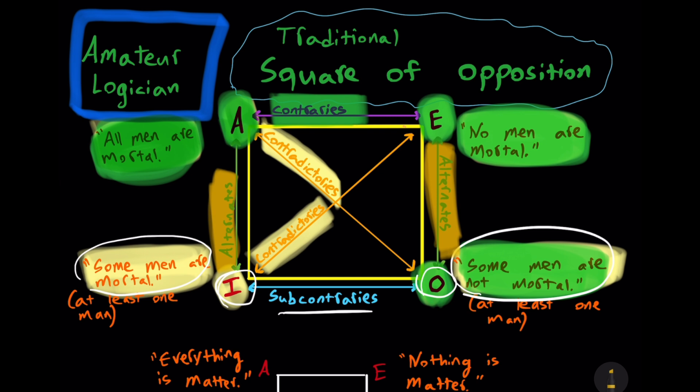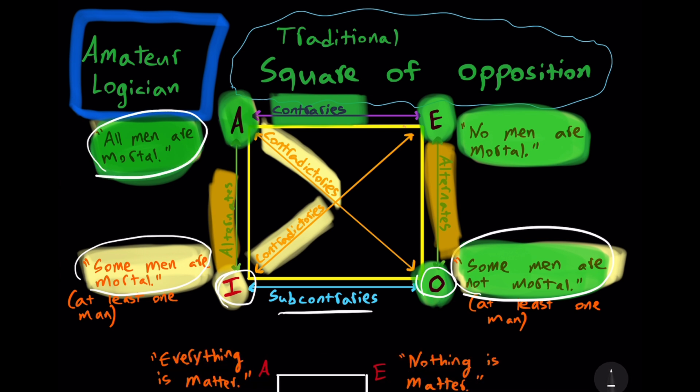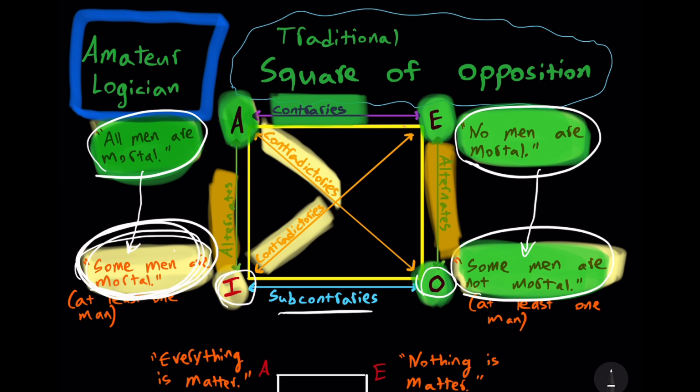So if we say all men are mortal is true, that will imply that there's at least one man who is mortal. That must be true. If it is true that no men are mortal, then it must be true that some men are not mortal. However, if some men are mortal is false, it must be false that all men are mortal. So the falsity of the particular implies the falsity of the corresponding universal.